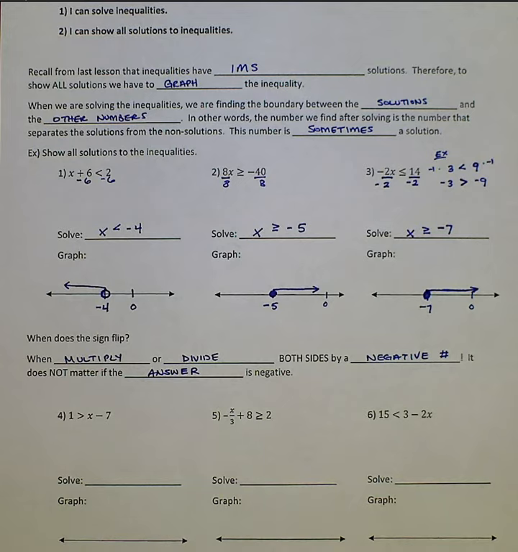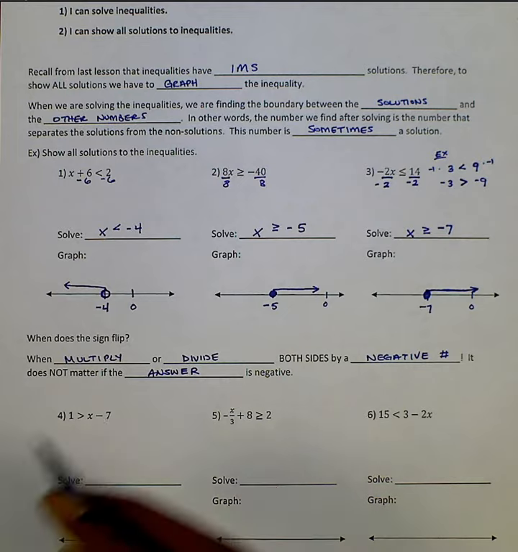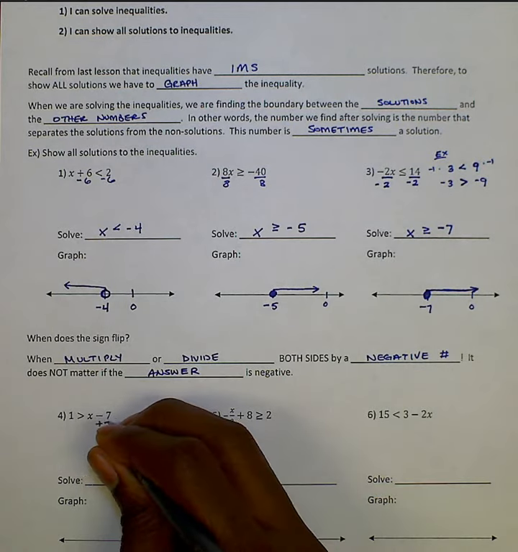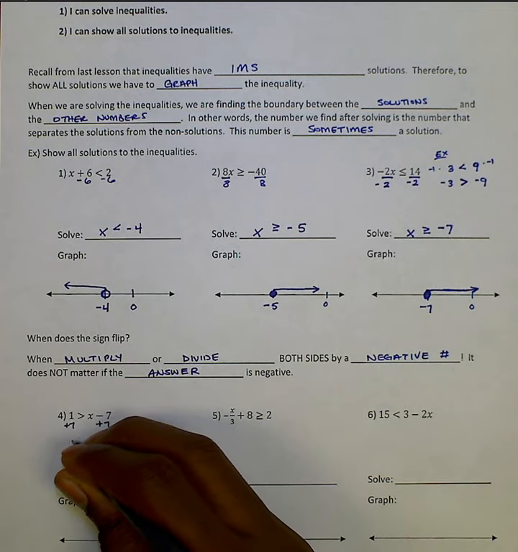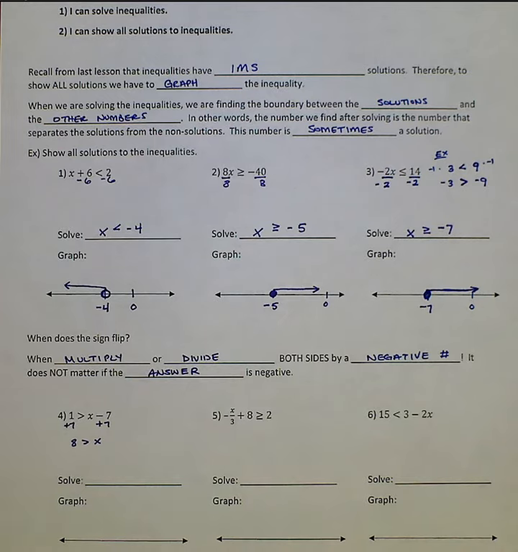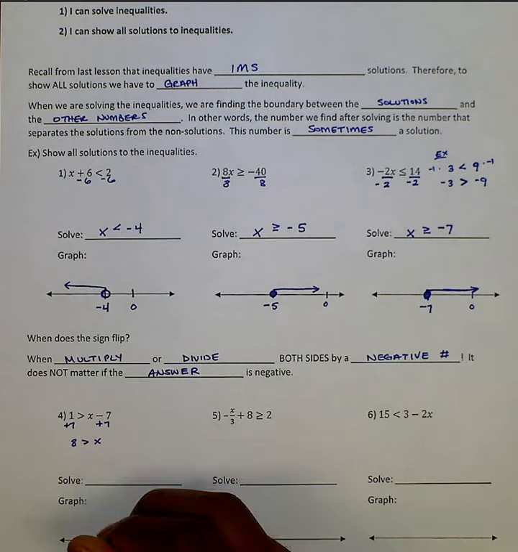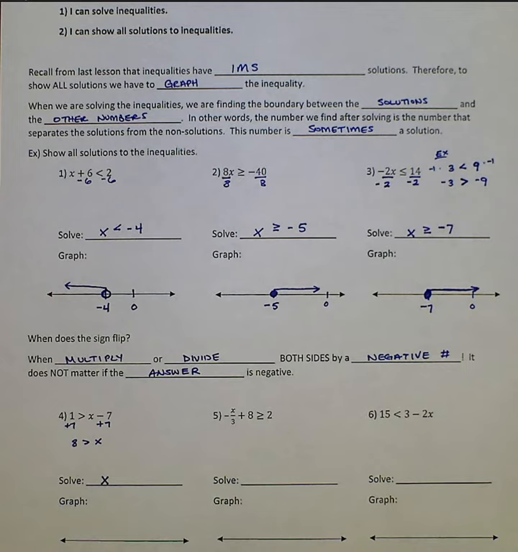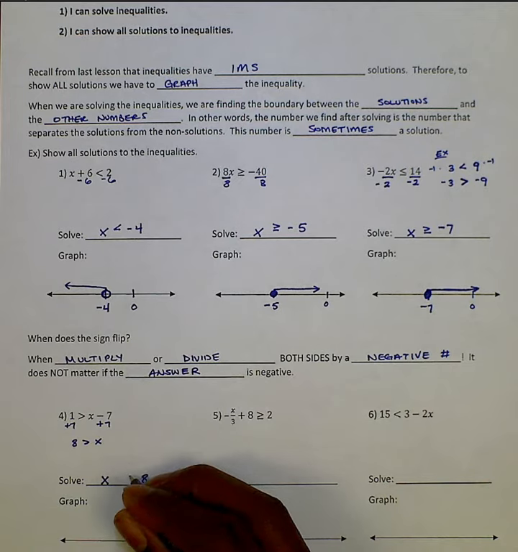Okay, let's look at number 4. Let's solve these. Alright, so again, we're trying to get x by itself. I'm going to add 7 to both sides. 8x. And again, for my final answer, I want to put the variable first, because I'm graphing the variable. And then remember that the alligator will follow the bigger number wherever it goes. So here, it'll follow the 8. So I should open it up so that it's trying to eat the 8.